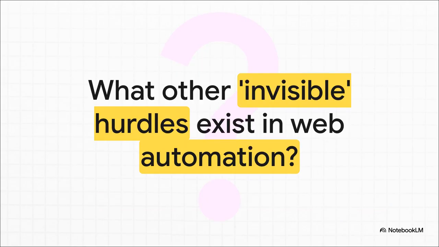And that really leaves us with a final question to chew on. Iframes are just one of these invisible hurdles, right? But what else is out there waiting to trip you up? Things like shadow DOMs, or elements that take a split second too long to load, or race conditions. There's a whole world of them. So the next time your script fails, even though the locator looks perfect, I want you to remember this explainer and start looking for the frame.